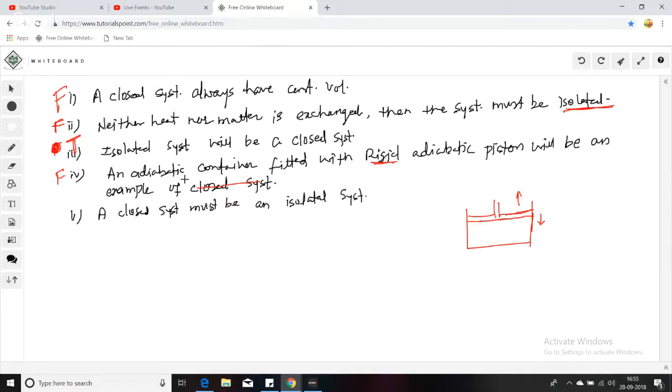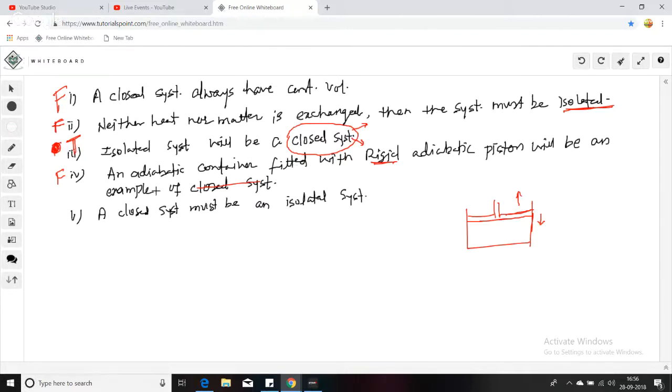But when you are saying adiabatic container fitted with a rigid adiabatic expansion, here we are talking about a closed system. Try to understand this, okay? System is closed means the piston may be fixed, may be movable. Both conditions are satisfied here. But with a fixed piston, this statement is false, right? But if you consider a movable piston, then this statement is true, right? Since it only mentions the closed system, we'll take it as true, because for isolated, the system must be closed, right?